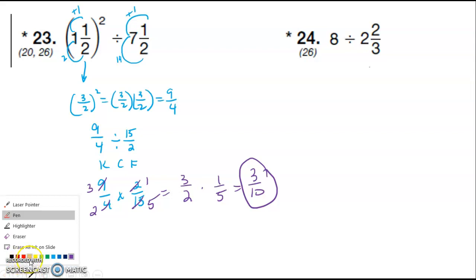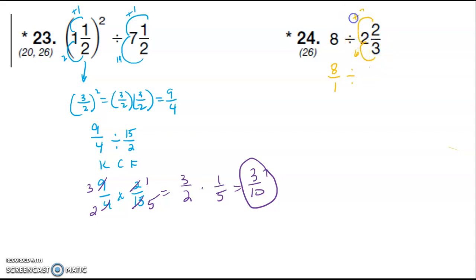Let me get some other colors here. Okay. So here is 8 over 1, because that's how we can write a whole number, divided by 3 times 2 is 6, plus 2 is 8 over 3. Now I can keep change flip. 8 over 1 times 3 over 8. My 8s can cancel, and I end up with 3.